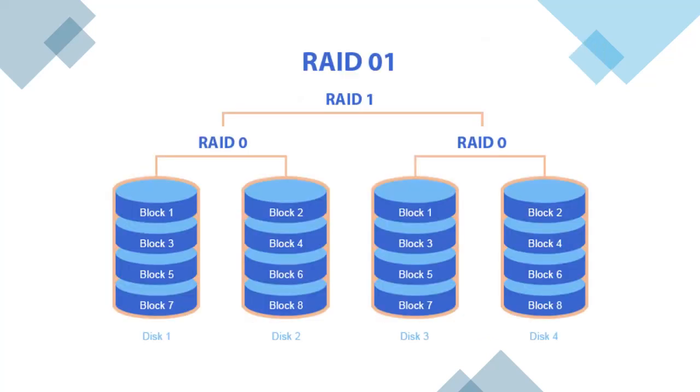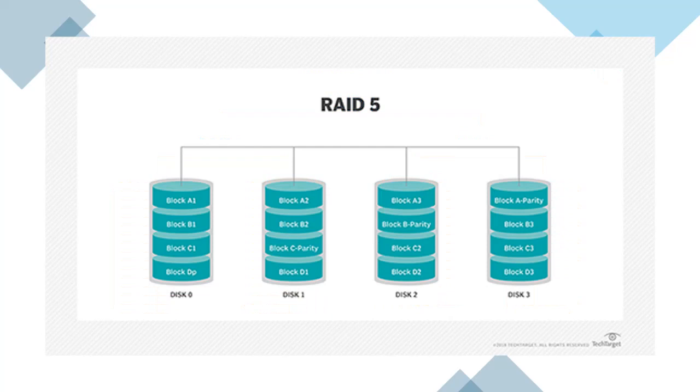Next, RAID 1. RAID 1 is fault tolerant and data is copied to more than one disk. So each disk has the same data. In the event of a single disk failure, no data loss would happen because the other disk will have a duplicate copy.